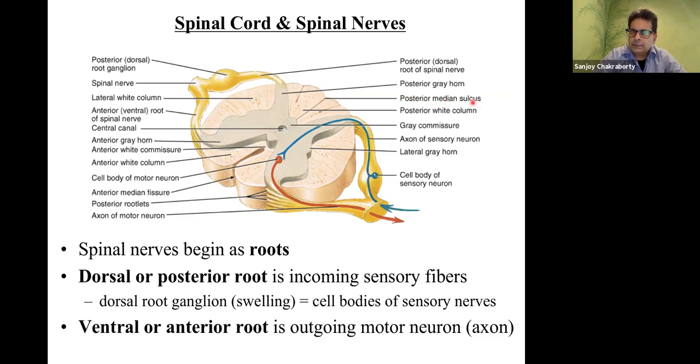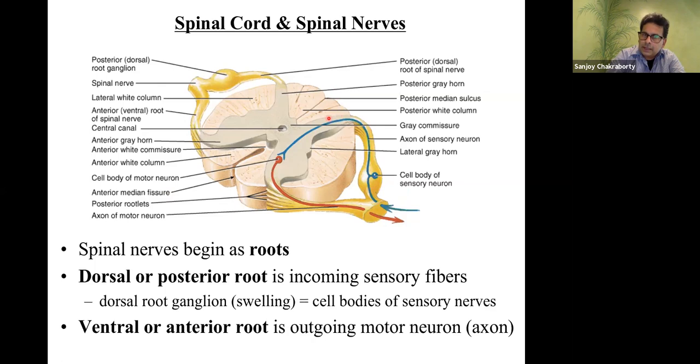Posterior median sulcus. On the anterior side, it goes all the way inside, creating like a long cut. That's why the name anterior, right here, anterior or ventral median fissure. So posterior median sulcus, and this side we call the anterior median fissure or ventral median fissure; posterior or dorsal median sulcus. And I said earlier that the sensory neurons always go in from the posterior side.